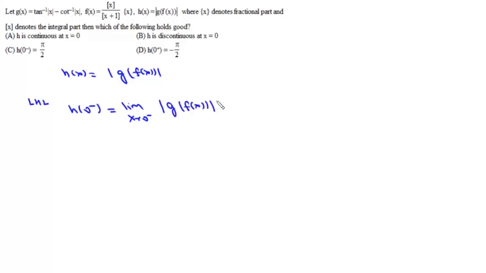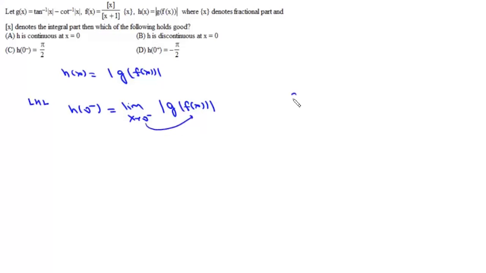Now here the question is, we are given two functions g(x) and f(x), and then they have defined this function h(x), which is mod of g(f(x)). Now we need to find whether h is continuous or discontinuous at x equals 0. Now first we'll find its left hand limit. Now left hand limit will be limit x tends to 0 negative of mod of g(f(x)). So value of x 0 negative will go into f(x).